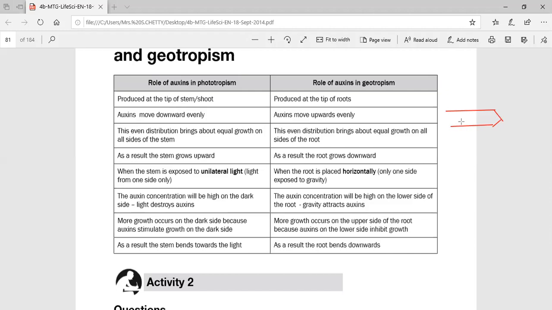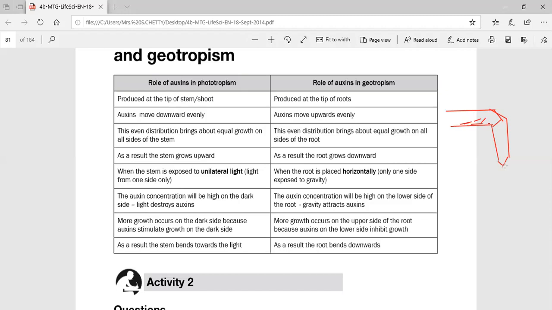So when the root is placed like this, through the force of gravity, the auxins, which were normally evenly distributed, from the top will now drop to the lower side. So there's a higher concentration of auxins on the lower side of the root and a lower concentration on the upper side. Now, the unusual thing about auxins in roots, a high concentration of auxins here inhibits growth. In stems, a high concentration of auxins stimulates growth. In roots, a high concentration of auxins inhibits growth. So therefore, there will be more growth on the upper side of the root and less growth on the lower side, now causing the root to bend and grow downwards, seeking out the ground, in response to gravity. So roots respond to gravity by growing towards the ground.